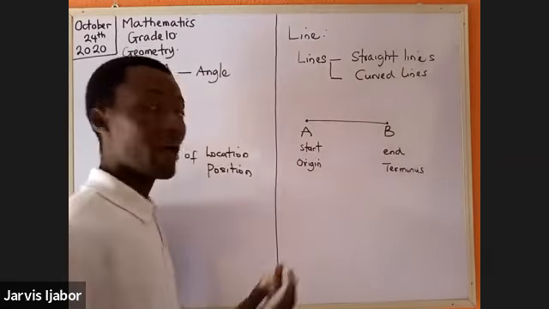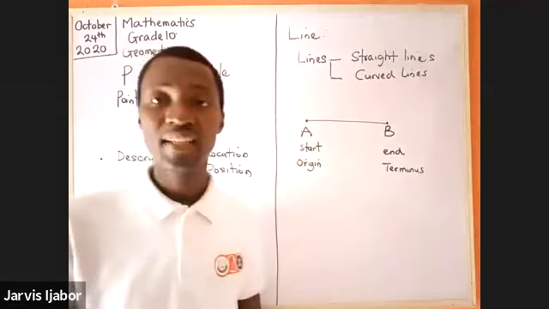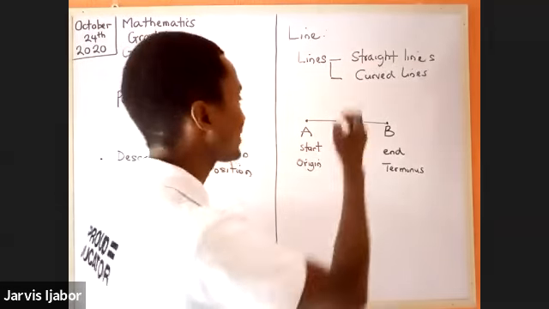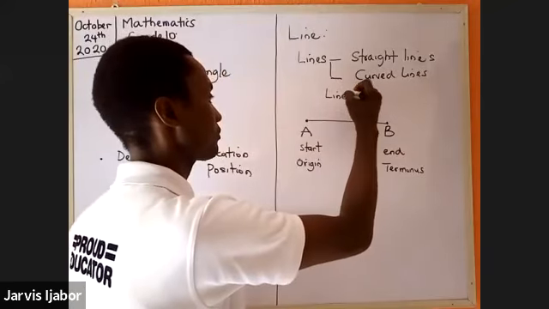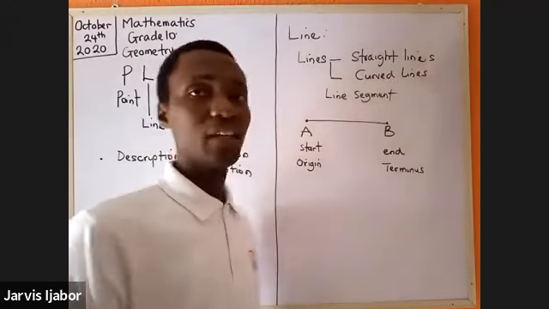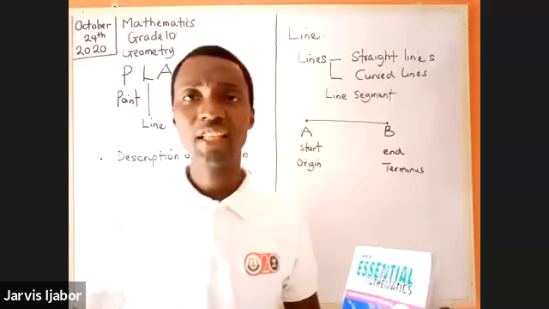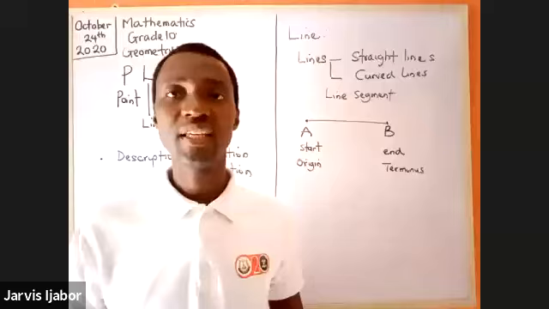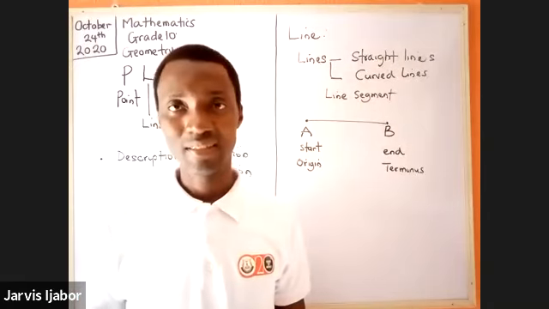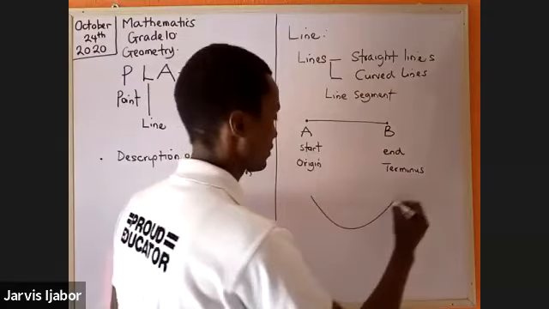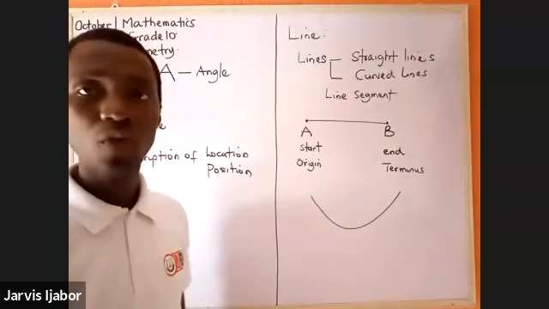So that is how we describe a straight line. Sometimes you hear things like what is called line segments. That is, if the length of the line is known, what we have is called a line segment. There's also what is called curved lines. A curved line.